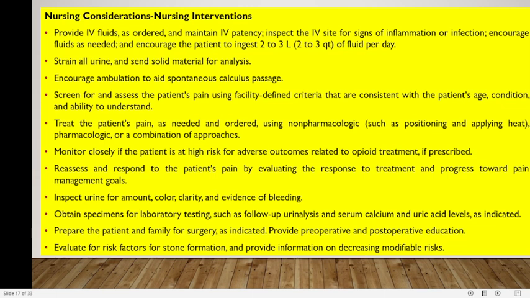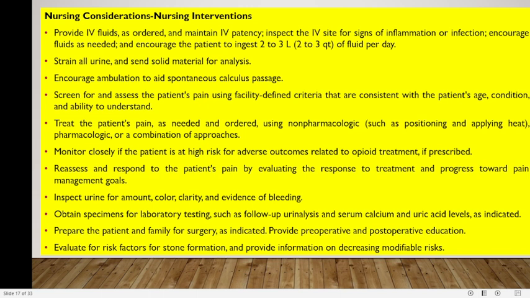What are the nursing considerations? Starting with the nursing interventions, you need to provide IV fluids as ordered and maintain IV patency. Inspect the IV sites for signs of inflammation or infection. Encourage fluids as needed, and encourage the patient to ingest 2 to 3 liters of fluid per day. That is our number 1. Number 2, we need to strain all urine and send solid material for analysis in order to get the composition. You need to encourage ambulation to aid spontaneous calculus passage.